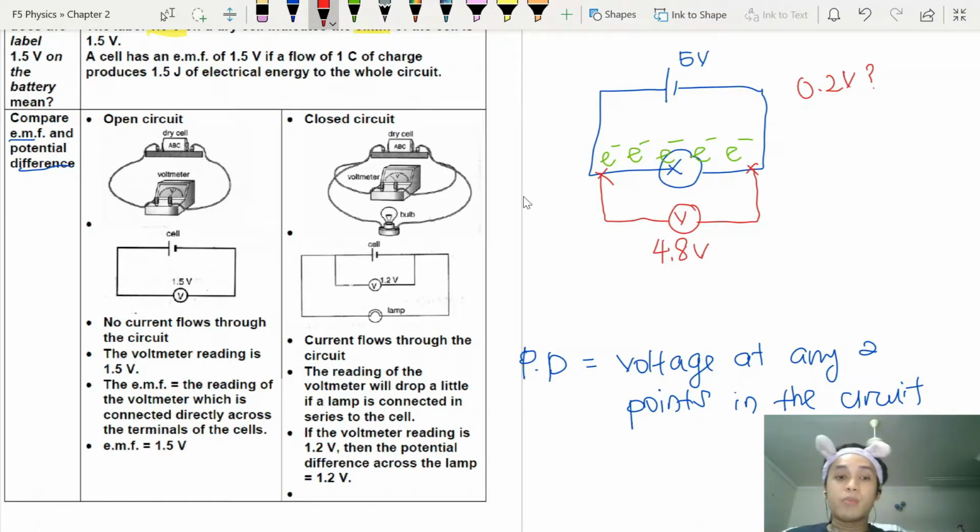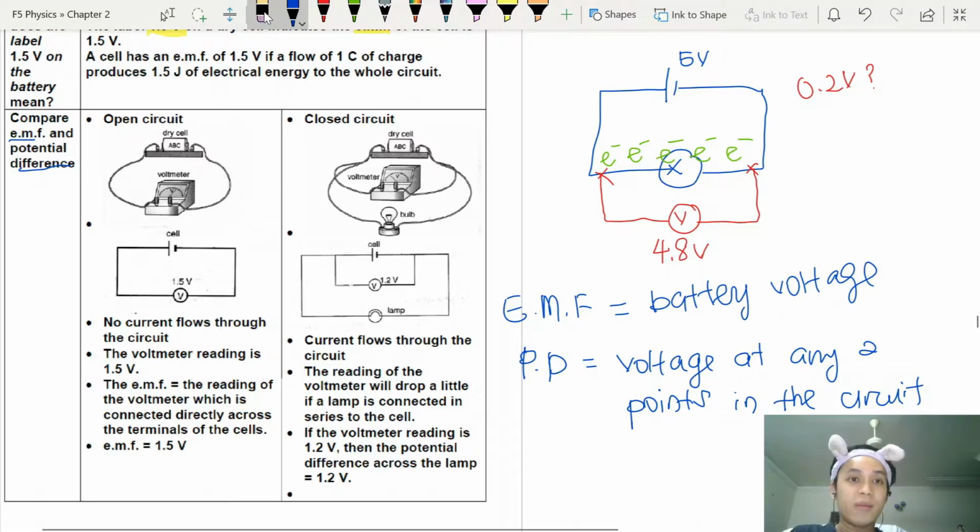Before we go into that, I would just like to make a point: your potential difference is the voltage that you measure at any two points in the circuit. If you measure 4.8 volts here, it means that when the electrons move in the circuit, they are moving with 4.8 volts. 0.2 volts are missing, but why? We will talk about it in the internal resistance part. So basically, EMF and potential difference. To make it simple, this one is the battery voltage.